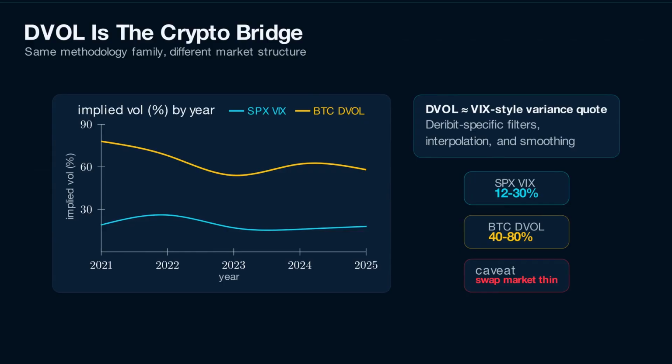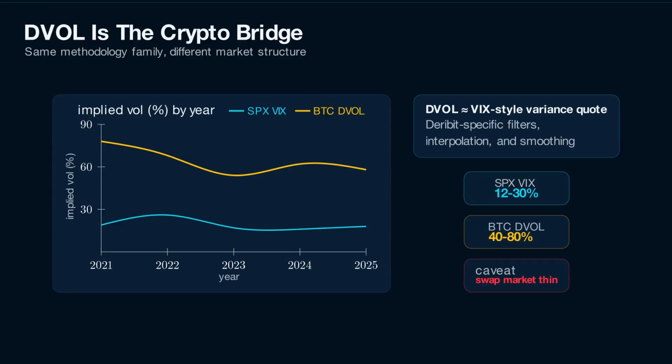The key difference is that BTC DVOL runs structurally higher than VIX. Over 2024, BTC DVOL ranged approximately 40 to 80% versus SPX VIX in the 12 to 24% range. Economically, that makes DVOL close to the square root of a 30-day variance swap style rate on Bitcoin or Ether, subject to Deribit's filters, interpolation, and smoothing rules.